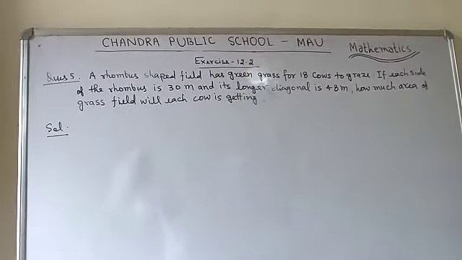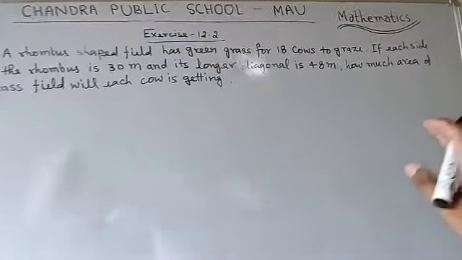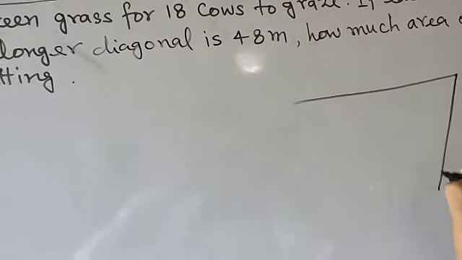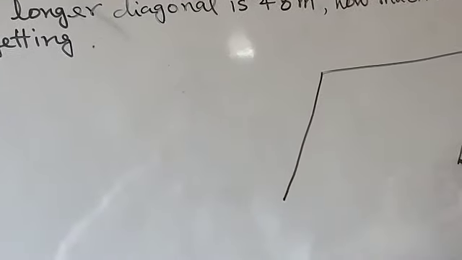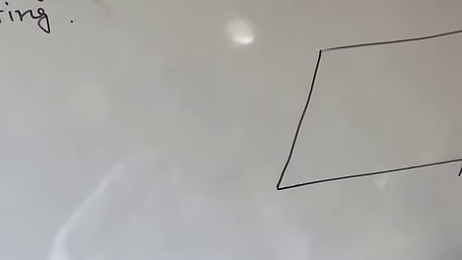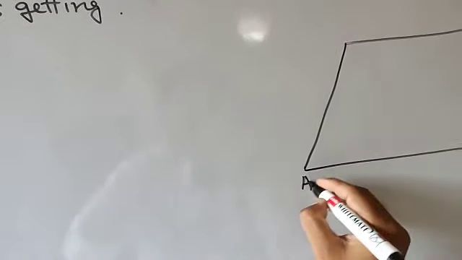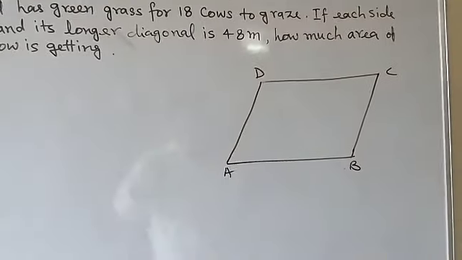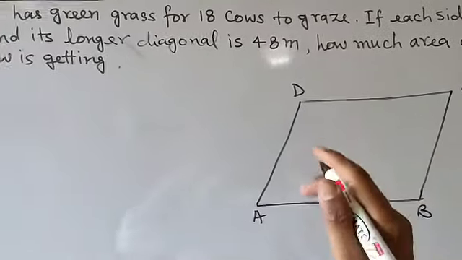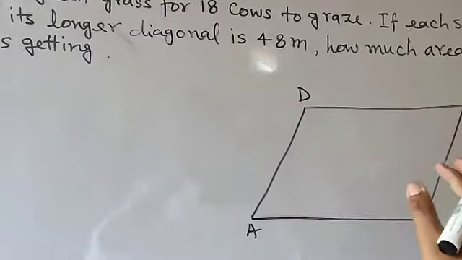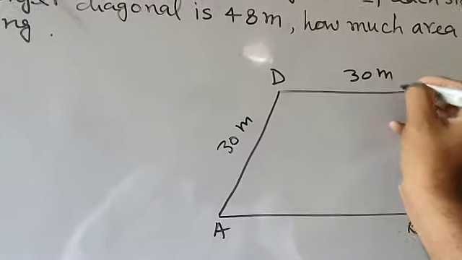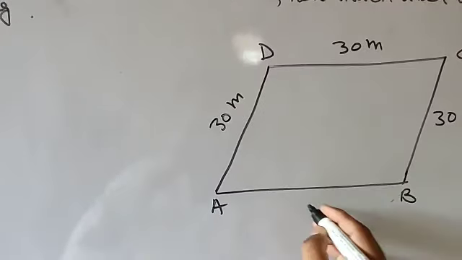So here a field is there that is in the shape of a rhombus. Here I am going to draw a rough diagram for that. Suppose that here it is a rhombus ABCD. It is the rhombus shaped field, and it is given that each side of this rhombus is 30 meter. It means it is 30 meter, 30 meter, 30 meter, and 30 meter.